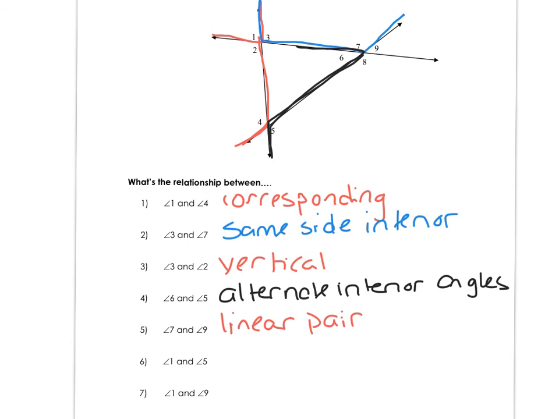Okay. Angle 1 and angle 5, well, let's take a look at that. If I trace out angle 1 and I trace out angle 5, they make those kind of 7-looking things. They're alternate exterior angles. And angle 1 and angle 9, well, let's really take a look at this. If I trace out angle 1 and I trace out angle 9, well, that's none of the shapes we've talked about. That's no relationship.